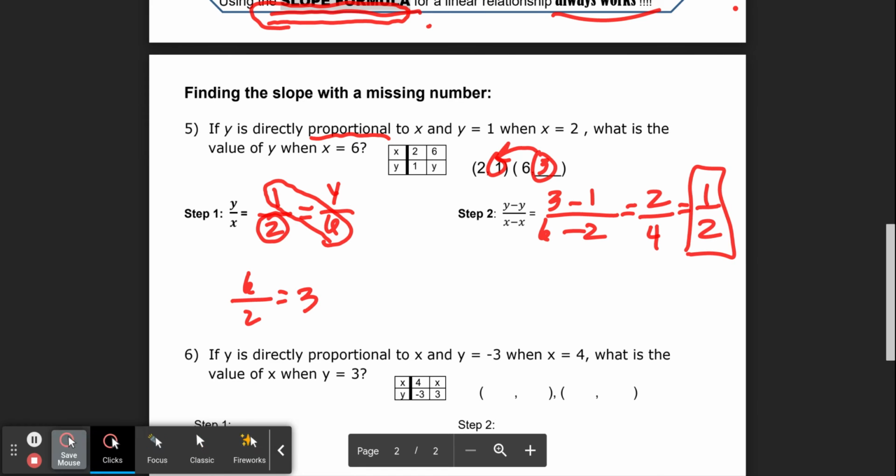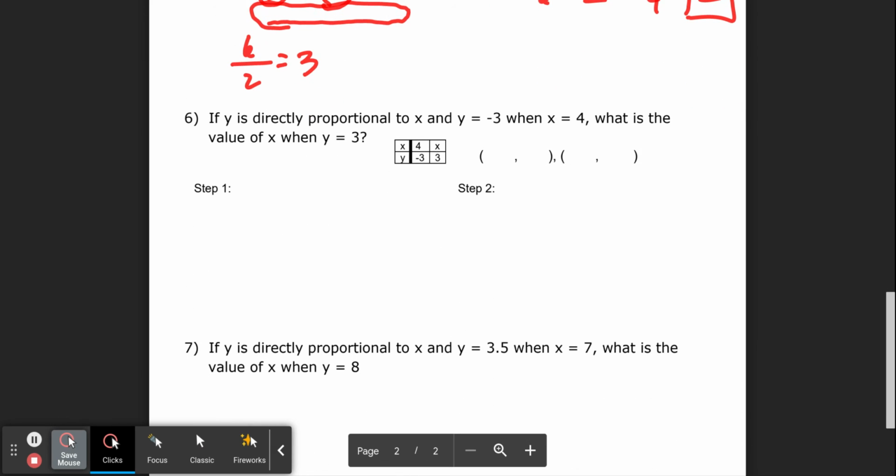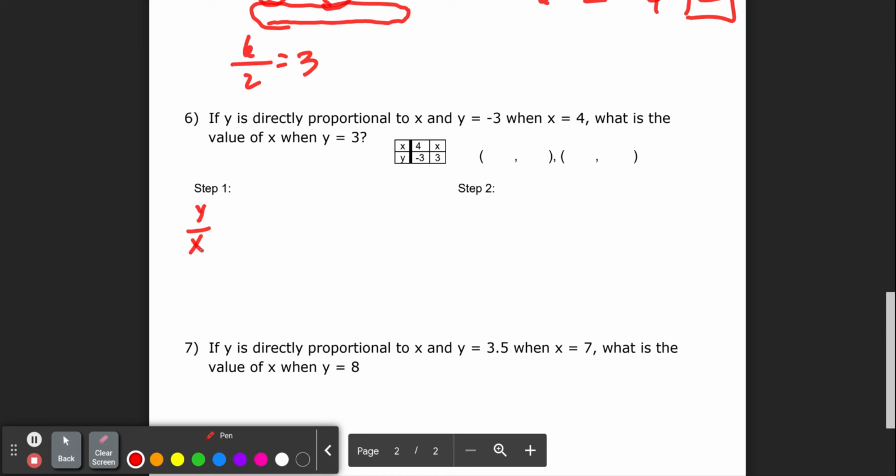All right, so let's take a look at problem 6. This one says if y is directly proportional to x, again, so that's going to start off with y over x. So just remember that. When y is -3 and x is 4, what is the value of x when y is 3? So here's your bat, and here's the ball. So 4 times 3 is 12. 12 divided by -3 is -4. So that's my x in my second ordered pair.